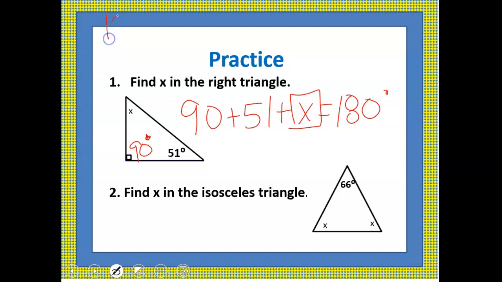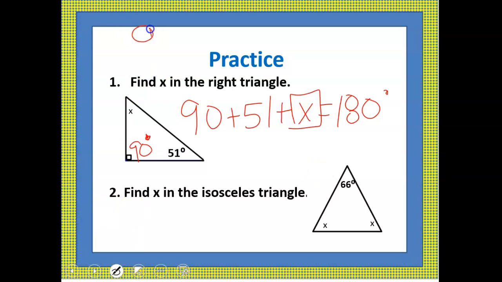Some kids do it like this. They take 180 degrees and they work backwards. They subtract the 51, and then they subtract the 90. And then at the very end, you'll get what you're left with. Some kids do it another way, and it's really up to you how you want to do this. You probably figured out the way last year because you did this last year.